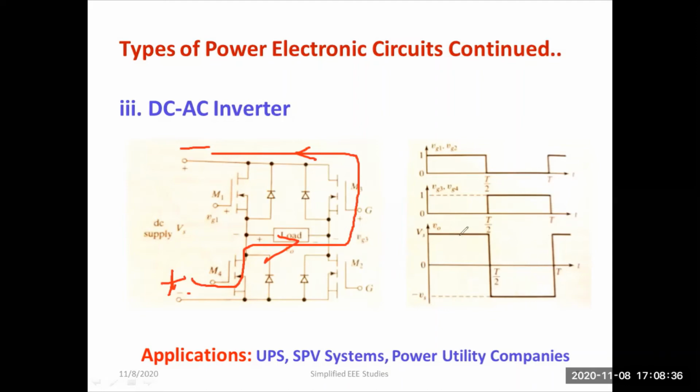The negative voltage will come across the load. See the polarity, positive, negative voltage. So here, which switches will be conducting? Let us mark: M4 and M3 will be conducting.